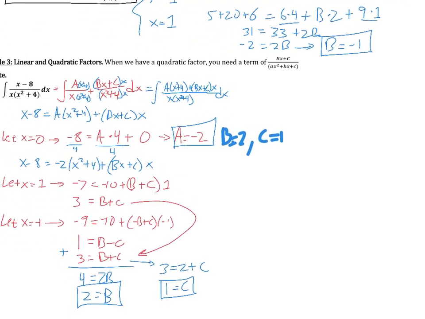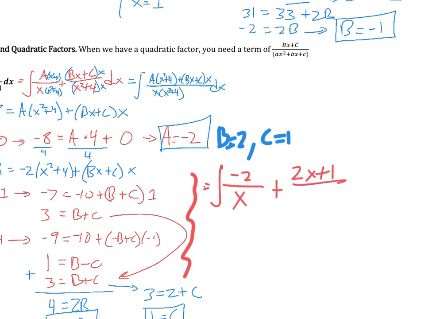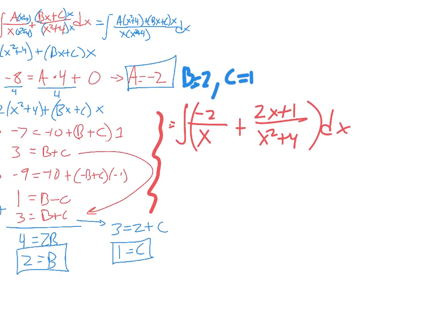All right, keeping that in mind. All right, we have the integral of negative 2 over x plus (2x plus 1) over (x squared plus 4), and dx, that whole thing. All right, and we can do that, I think. Let's find out.